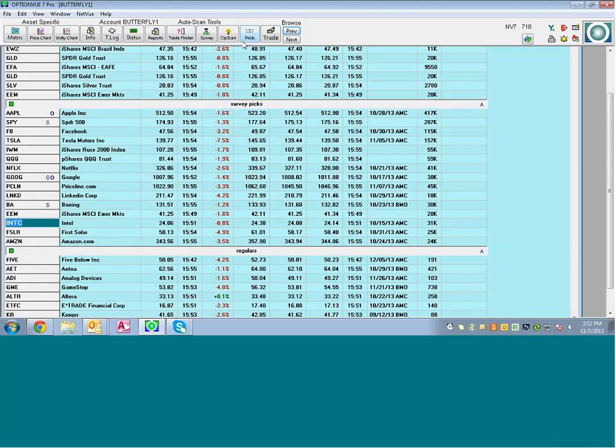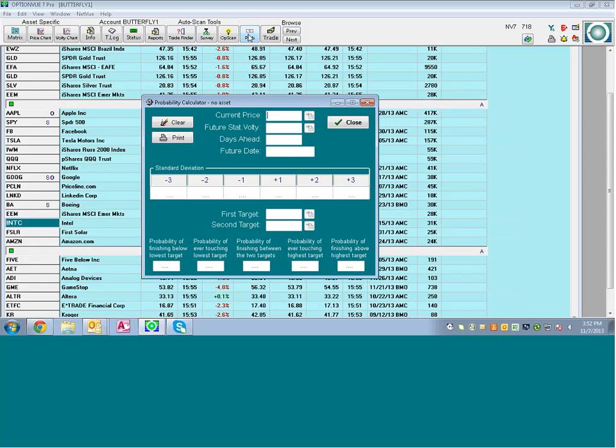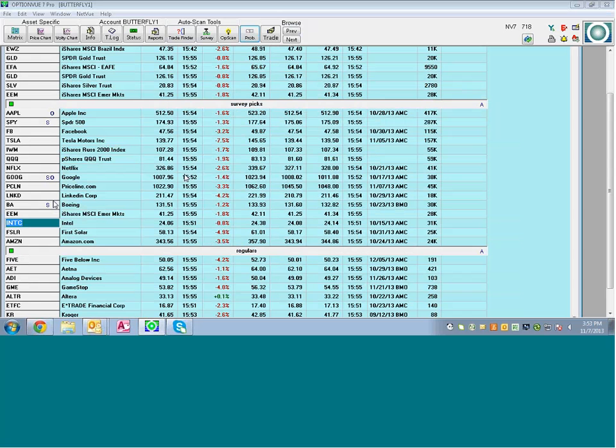The only thing is I want to show you one more thing before we do TradeFinder, because you might want to really pay attention to the chances, the statistics, the probabilities of something happening on Intel. I'm going to look at a price chart. I'm going to look at a matrix on Intel by clicking the matrix button.